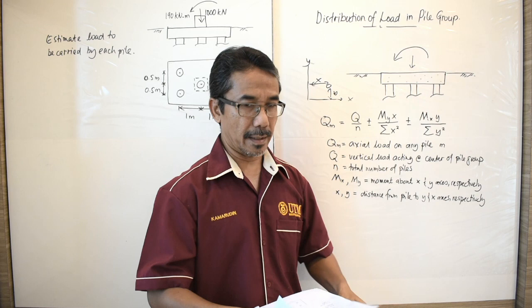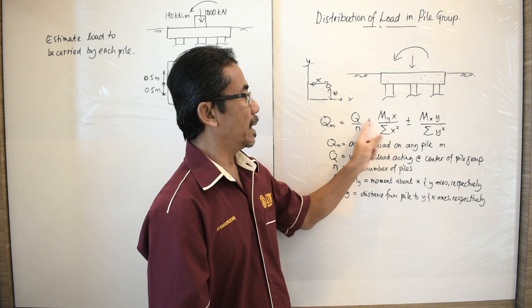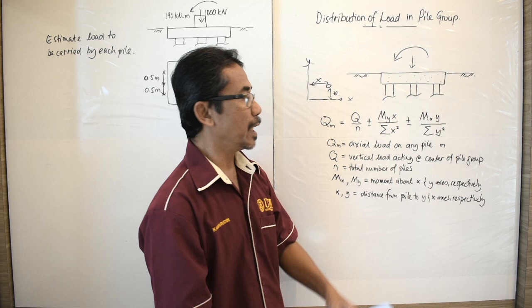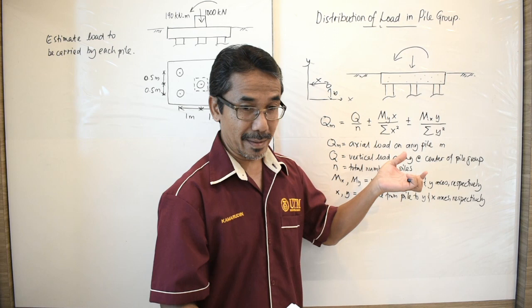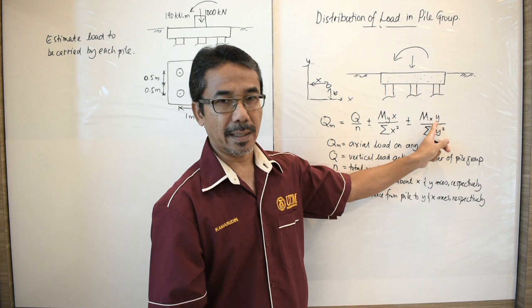What is the purpose of having plus and minus signs here? Plus indicates that when the pile is to carry additional load due to the moment, we have to use plus sign. On the other hand, if we anticipate the pile is to carry less load, or the load is being reduced, then we have to use minus sign, depending upon the moment, whether it's My or Mx. Let's take a look at an example of how to use this equation and under what condition.